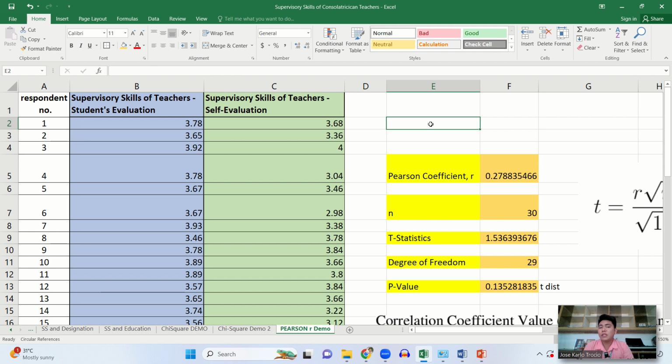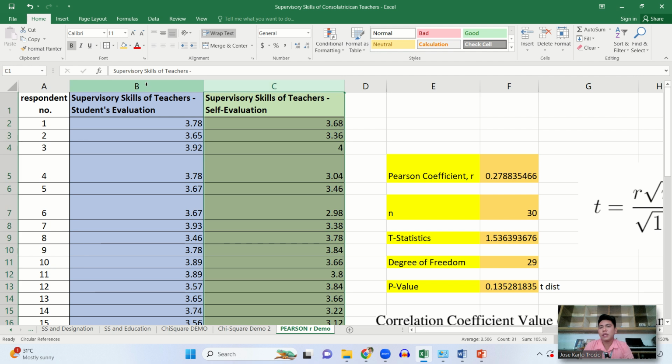While the alternative hypothesis, the H sub A or H sub 1, will say there is a significant relationship between self-evaluation of the teachers and the students' evaluation of the teachers' supervisory skills. Now, how are you going to find the 3.78?